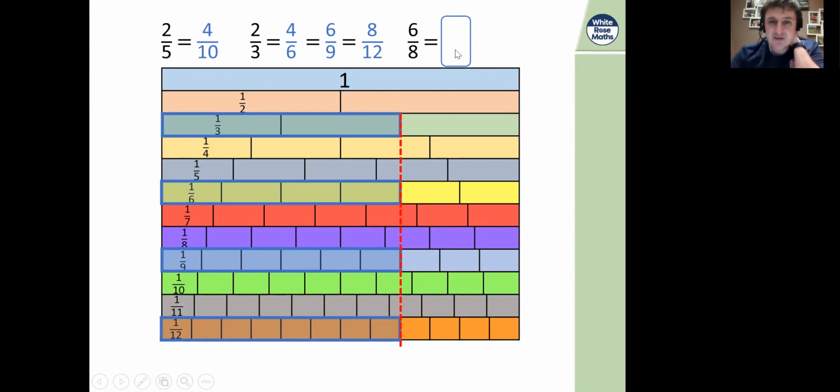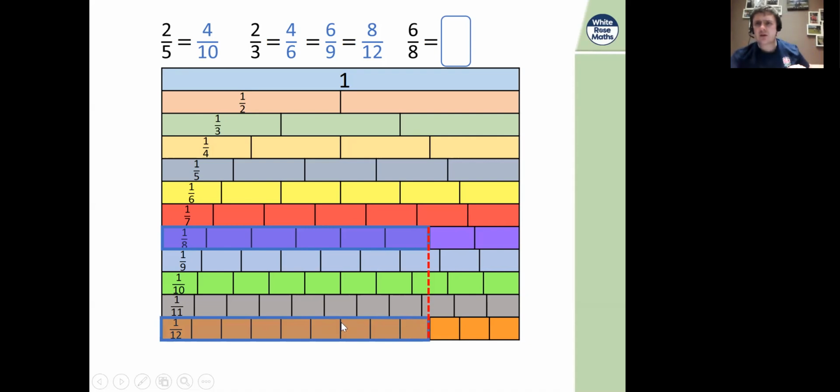Last one is 6/8. So let's go down to our 8s, the purple one here, and let's get 6 of them up. And let's draw our red line. Now, I can see there that it goes down through 12ths, and there are 9 of them. How did I count that so quickly? Well, I counted the ones that are at the end. If I know there's 12 altogether, and there's 1, 2, 3 missing, I know that what's present must be 9 12ths. That's it. Found them all.